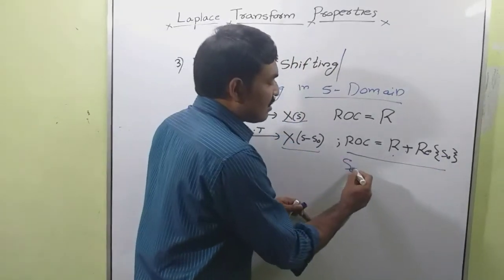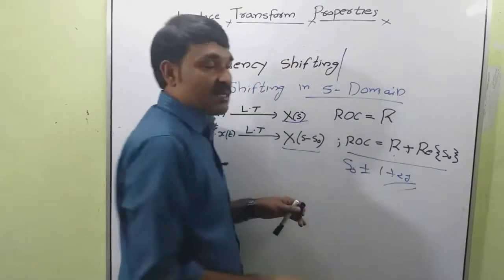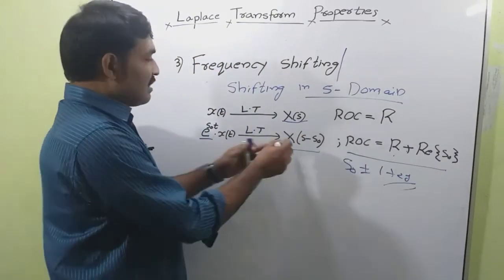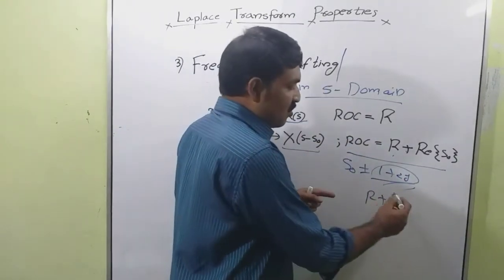Suppose s0 is equal to 1 plus 2j. That is a complex number. Then the ROC of this signal is equal to R plus the real portion of s0, that is equal to 1.